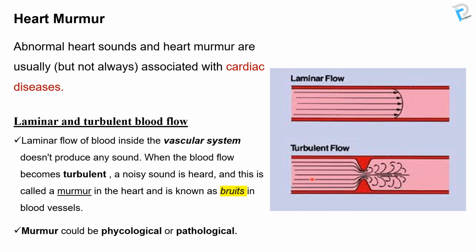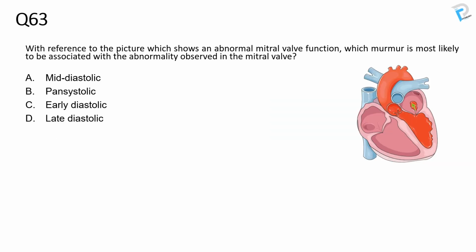When we hear an abnormal sound on the heart, not 100% will be pathological, it can actually be physiological, but most of the time it is pathological. The most common reason for heart murmur is valvular lesion, and the most common reason for valvular lesion is rheumatic fever. With reference to the picture, which shows an abnormal mitral valve function, which murmur is most likely to be associated with the abnormality observed in the mitral valve?